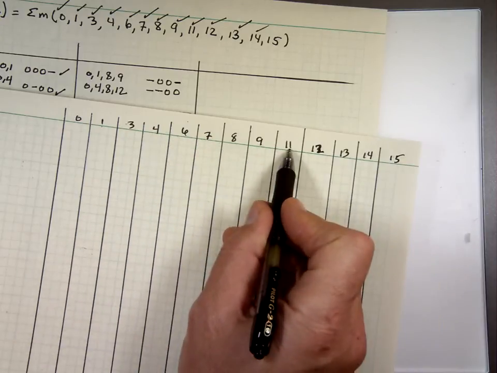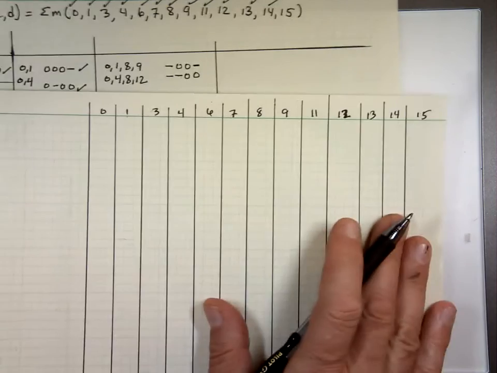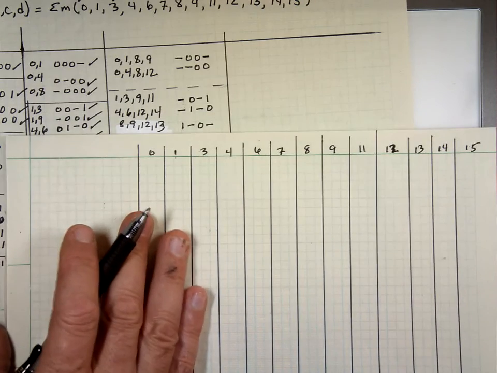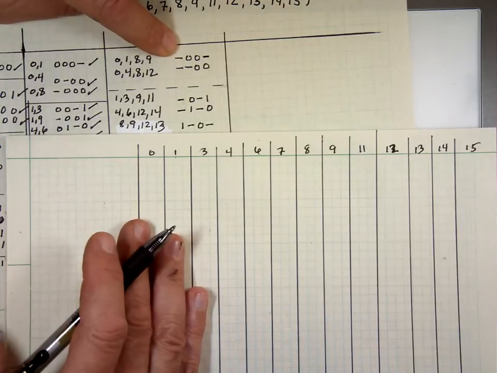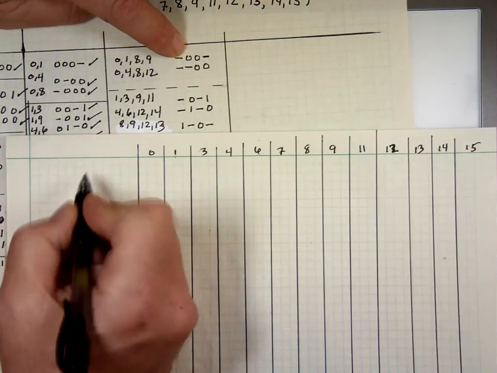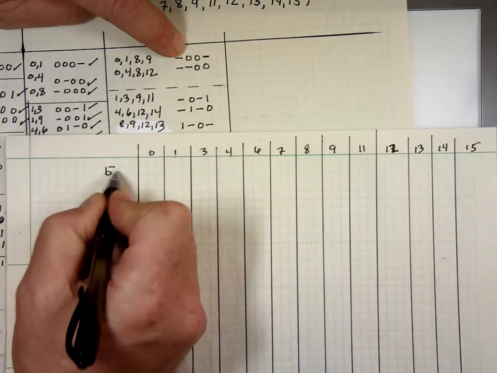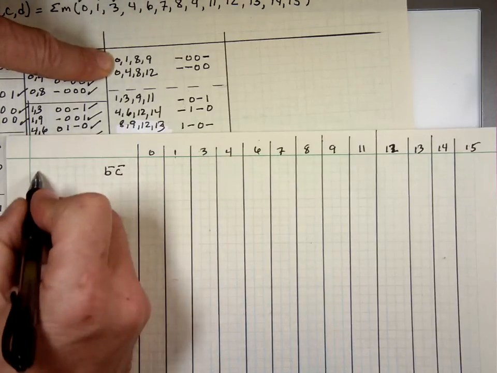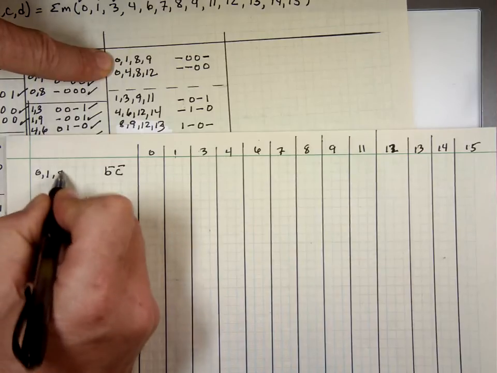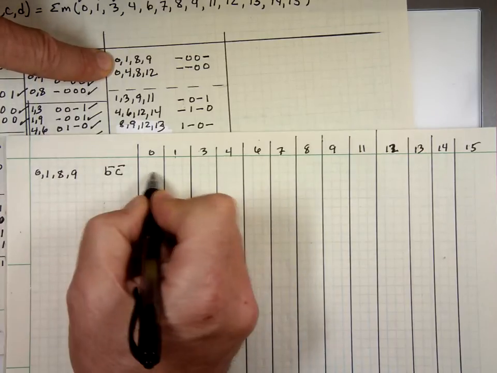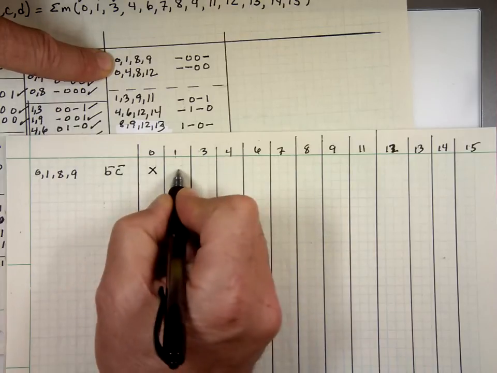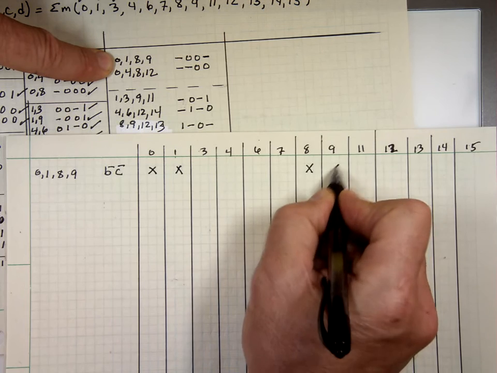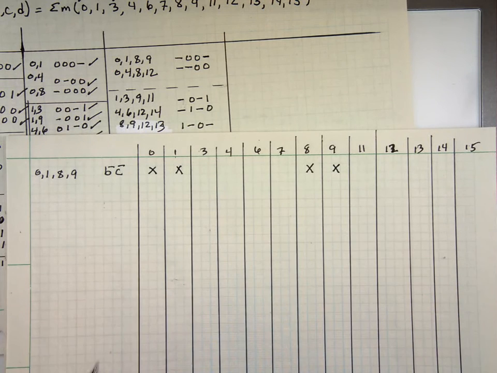Okay. Here's the first one. I'm using A, B, C, D. That's this guy. A is gone, B is 0, C is 0. That's B naught, C naught, right? And this covers 0, 1, 8, 9. 0 put an X, 1 put an X, 8 put an X, and 9 put an X. This row is done.